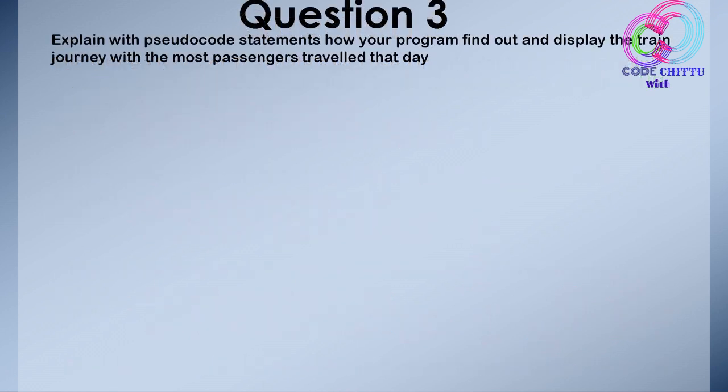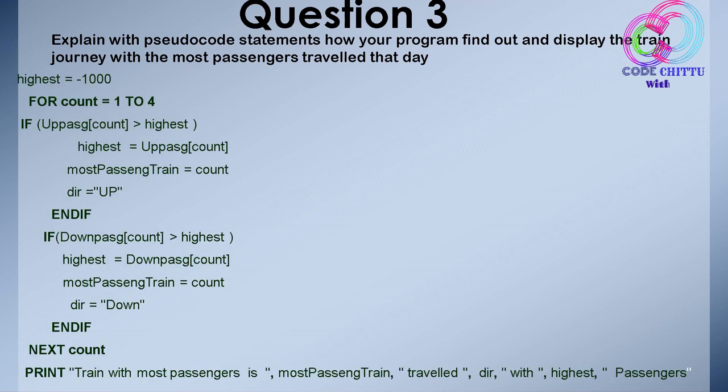In this third question, it clearly says: explain with a pseudocode statement how your program finds out and displays the time journey with the most passengers travelling that day. So finding the journey with the most passengers that day is one part of the task 3 question. They are asking you to explain it, so we need to explain with a pseudocode statement. I will show you the pseudocode statement and we can start the explanation.